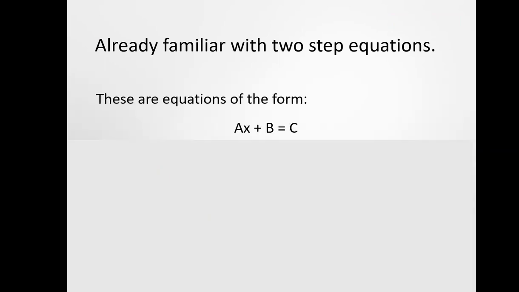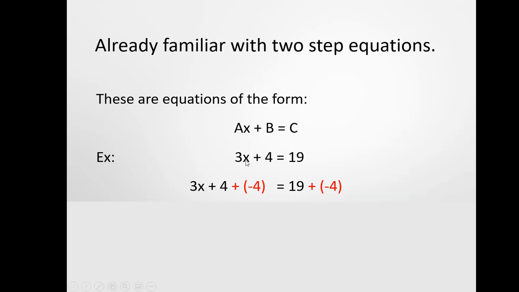You're already familiar with two-step equations by this point, but to review, these are equations of the form where we have some coefficient times x, or variable, any variable really, plus some constant equals another constant. We have an example here, 3x plus 4 equals 19. In order to isolate this term, 3x, we're going to have to get rid of this plus 4. We're going to have to get rid of this constant term. In order to get rid of adding 4, we have to do its opposite. We have to add a negative 4.